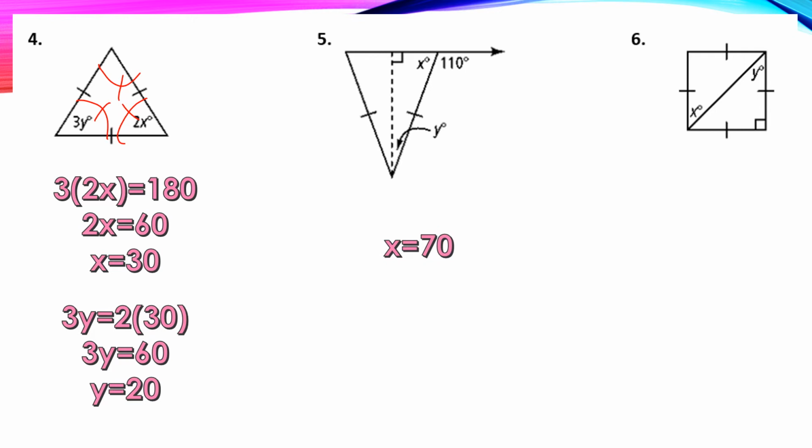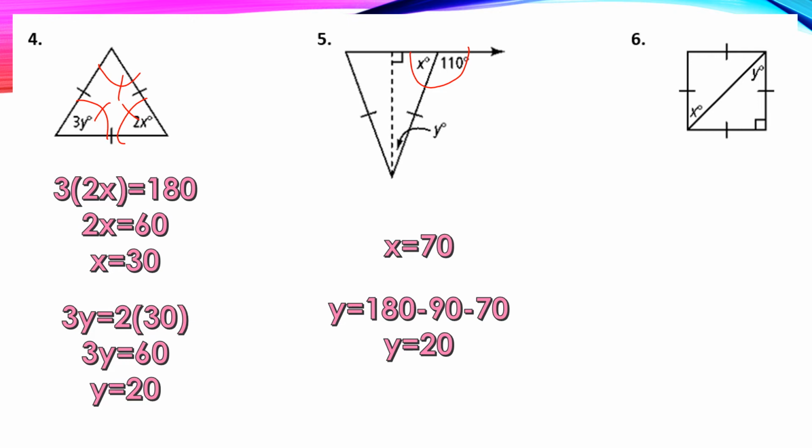For number 5, I know this whole thing here is 180, so 180 minus 110 is 70. Then, if you know that x is 70, we can figure out y by just doing 180 minus those other pieces. So 180 minus 90 minus 70 would be 20.